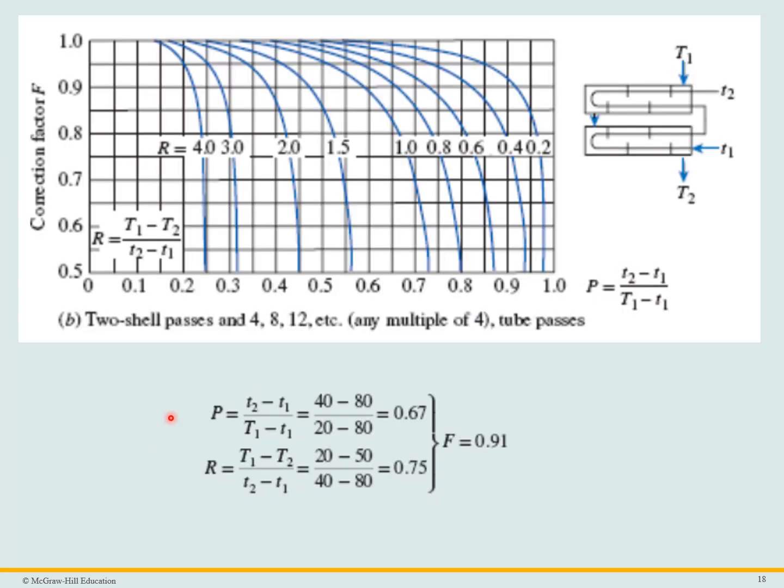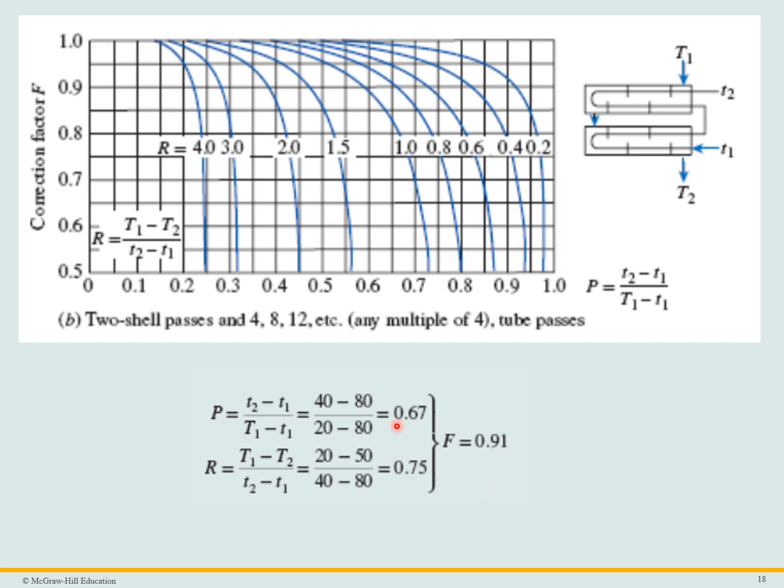Now once we calculated those values, we need to look at the P value and the R value here. So here we can calculate what P is. We get 0.67. We can calculate what R is. We get 0.75. Remember, these are just the temperatures as defined there.